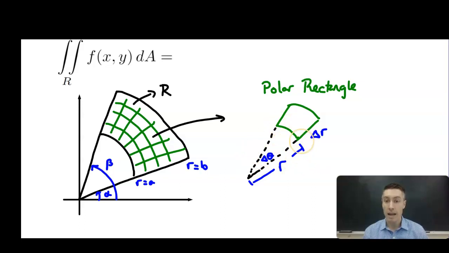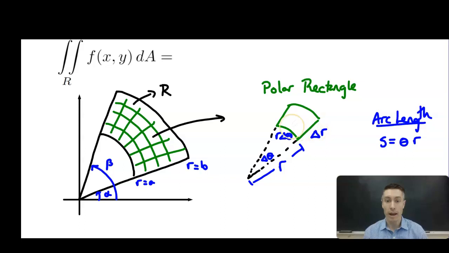So then the side length here of the polar rectangle requires a little bit of side work. If we remember, the arc length formula was s equals theta r. So the length of this side of the rectangle is going to be theta, which is delta theta here, times r. So r delta theta. So now we have the sides of this polar rectangle defined.